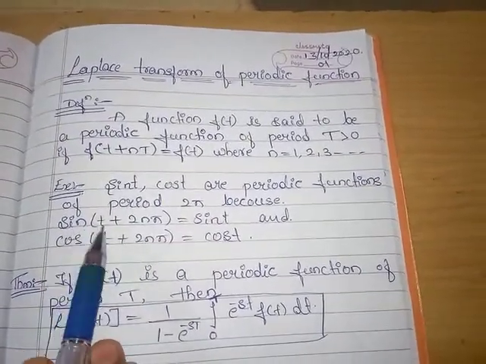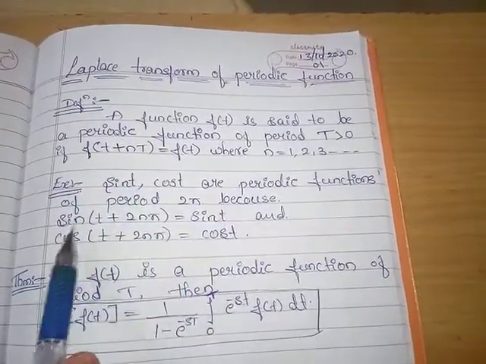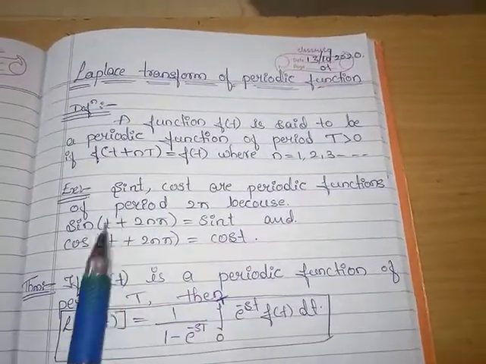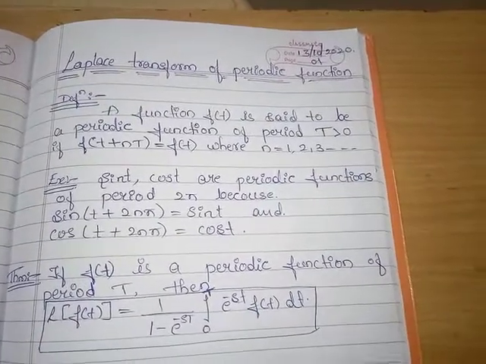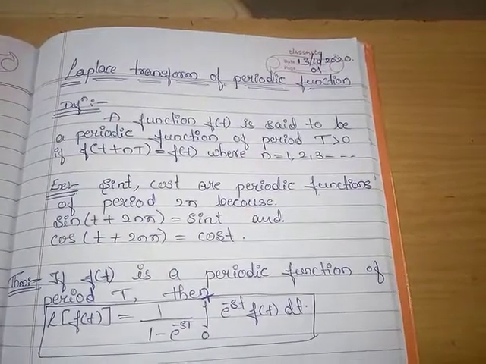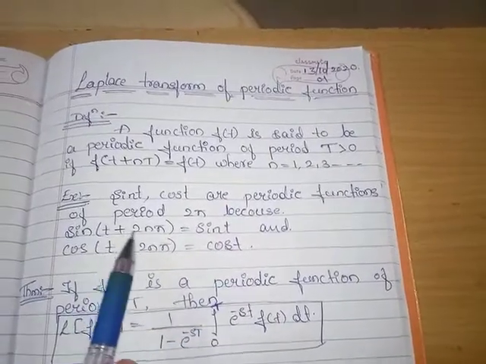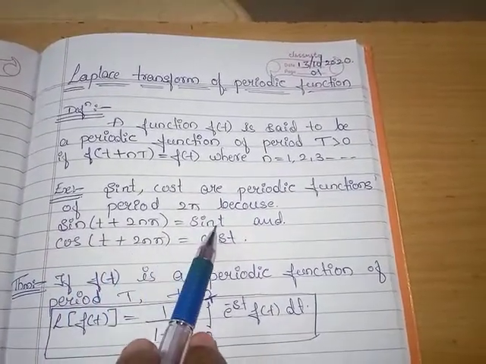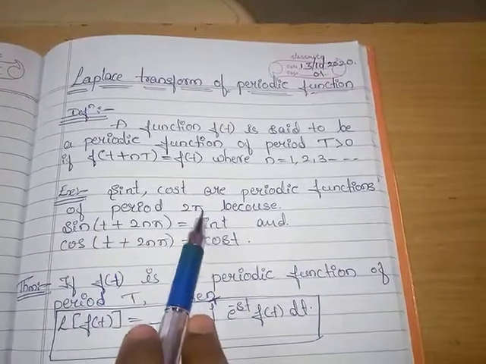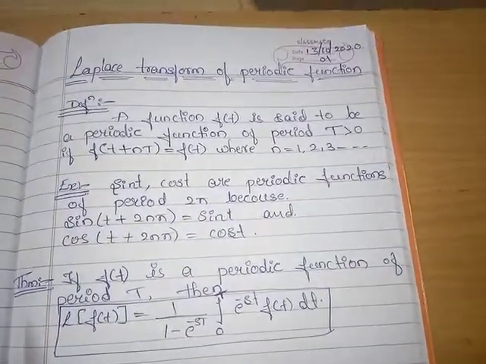Then it will be f of t plus 2n pi. T value is 2 pi here. Therefore, sin of t plus 2n pi is equal to sin t, because we already know the results of trigonometric functions. That is, sin theta plus 2 pi is sin theta, then cos theta plus 2 pi is also cos theta. Same here, sin of t plus 2n pi is sin t, and cos of t plus 2n pi is also cos t. Therefore, for the period T equal to 2 pi, sin t and cos t are periodic functions.